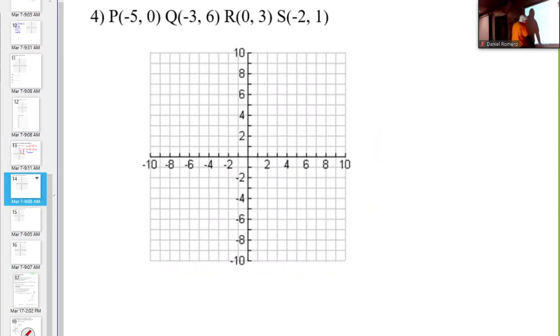Alright, same thing here: negative 5, 0, negative 3, 6, 0, 3, negative 2, 1. My checker over here, my proofreader, can you make sure that I put them in the right place? Looks like I did.